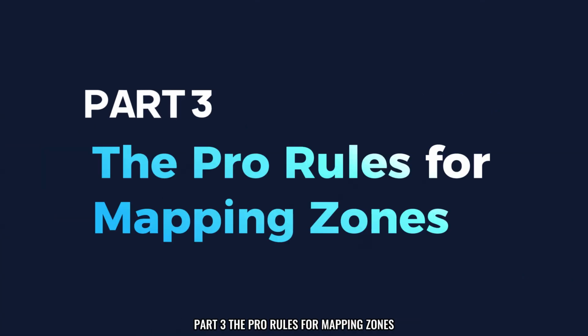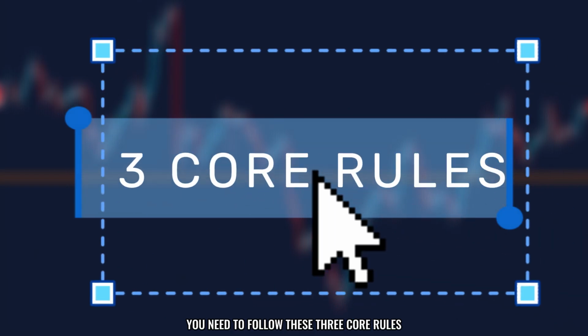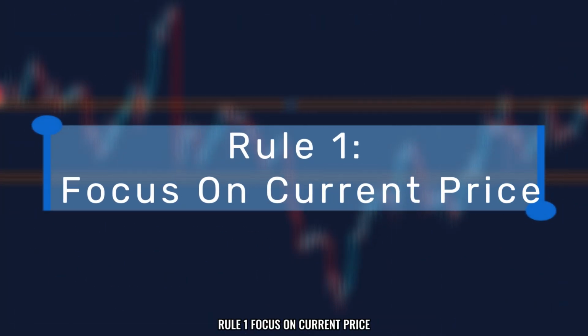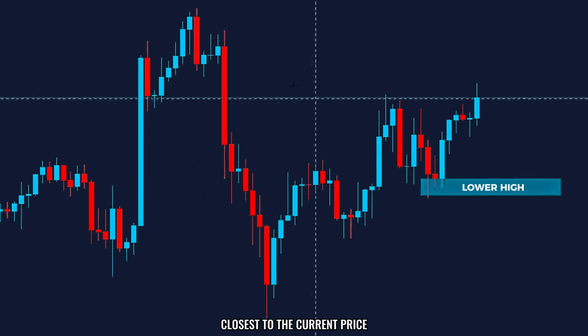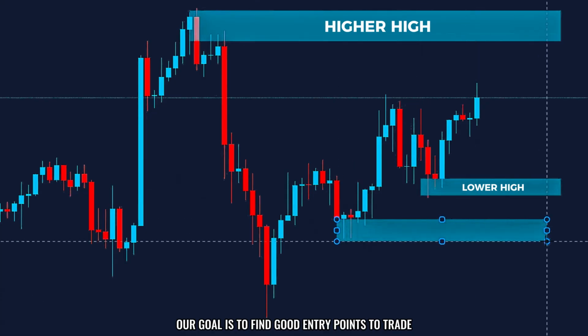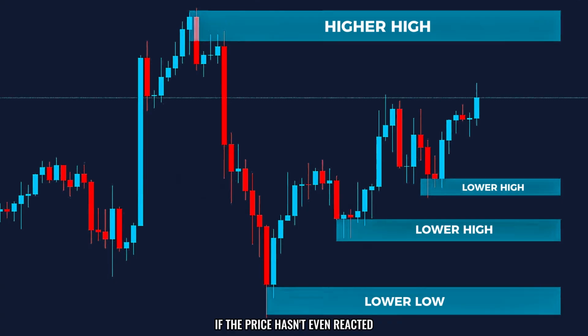Part 3. The pro rules for mapping zones. So, how do we draw zones correctly? You need to follow these 3 core rules. Rule 1. Focus on current price. We only pay attention to the zones closest to the current price. Our goal is to find good entry points to trade, not to be chart artists. If the price hasn't even reacted near the closest zones, drawing distant zones is completely useless.